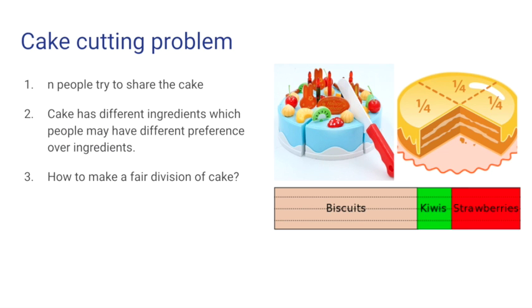A famous example for the fair division problem is the cake cutting problem. The problem is as follows. First, n different people try to share a cake. However, the cake may have different ingredients, and people may have different preferences over ingredients. In this example, we might have Bob liking biscuits more than kiwis or strawberries, while Alice will prefer strawberries rather than biscuits. So how do we make a fair division of a cake for those n different people?